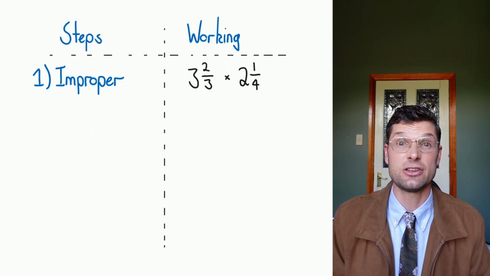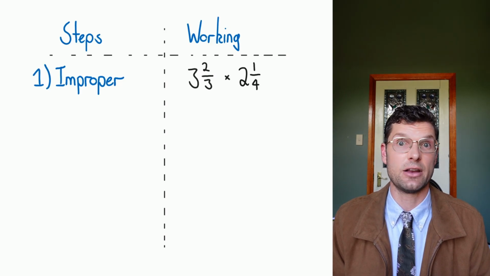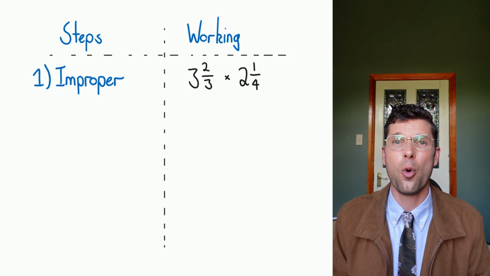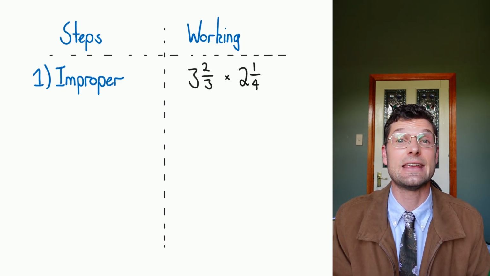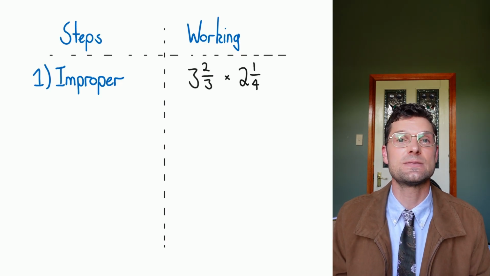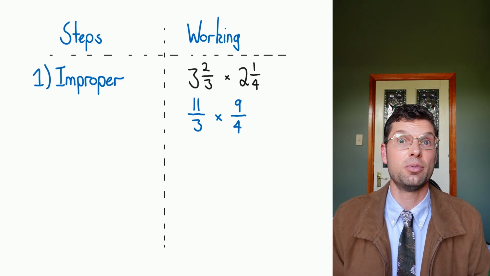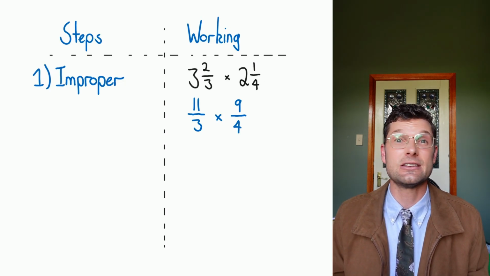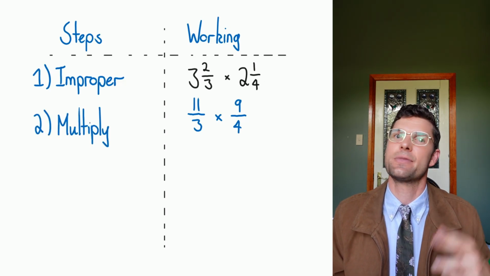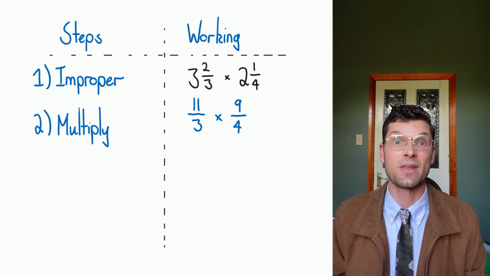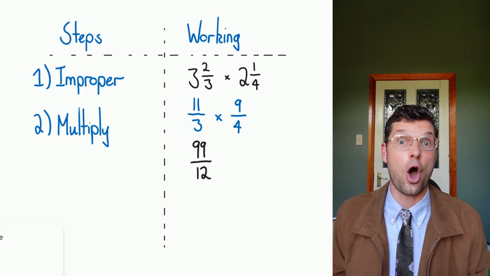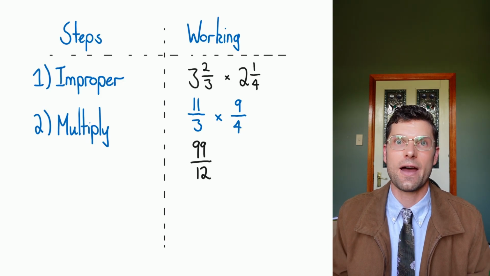So if I've got this question, 3 2/3 multiplied by 2 1/4, the first step always is going to be changing these into improper fractions. That'll just make all of the maths much easier. This is equal to 11 over 3 multiplied by 9 over 4. And now I just have to multiply these like normal. Times the top times the bottom. This is equal to 99 over 12, and that's almost my full answer.